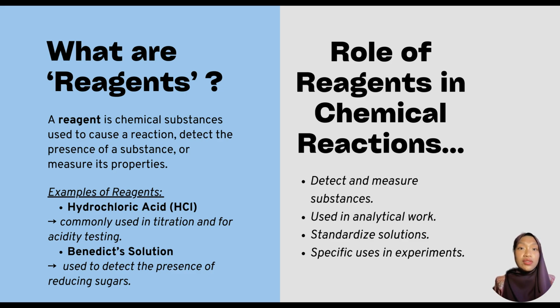So here are some easy examples. Hydrochloric acid or HCl is used in titration and acidity tests. Benedict's solution is used to test for reducing sugar like glucose in food.